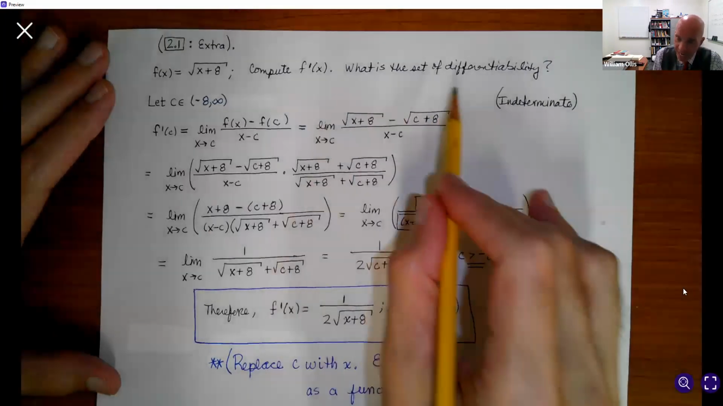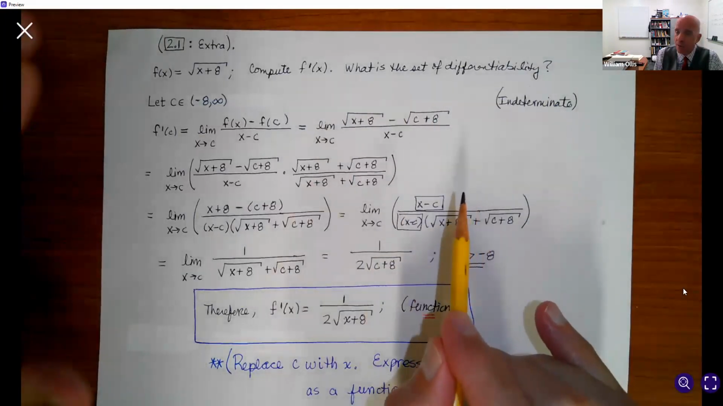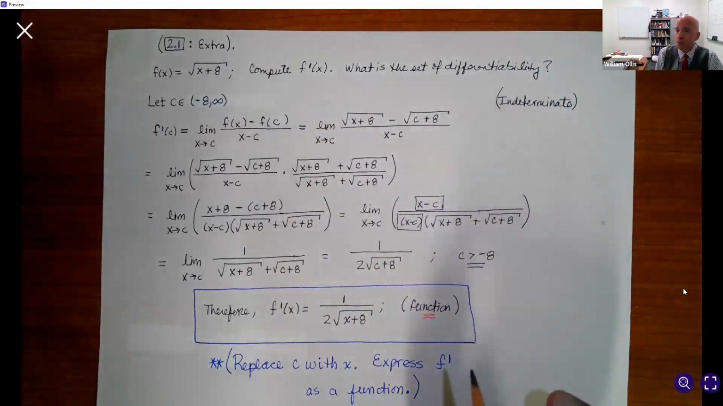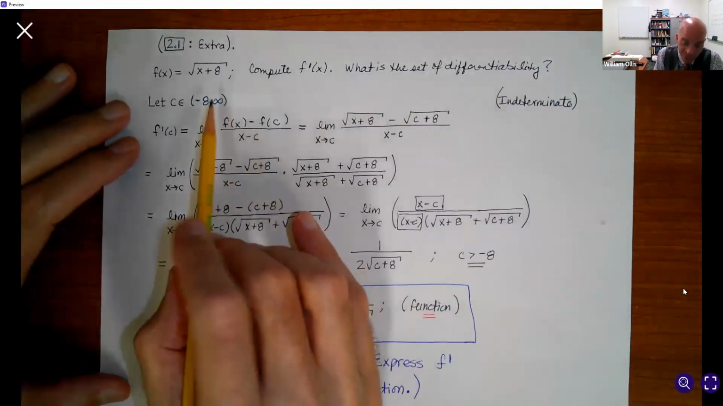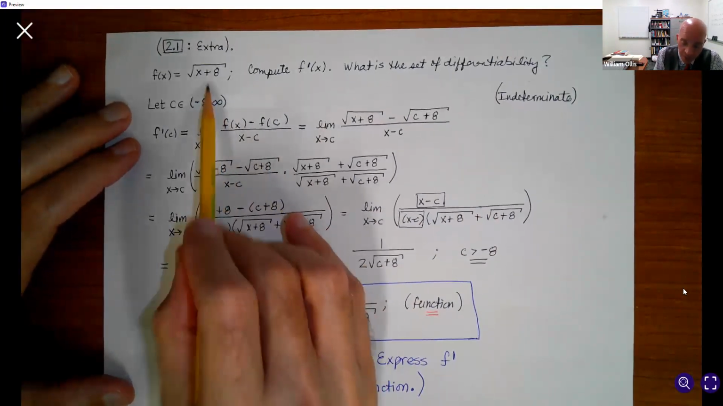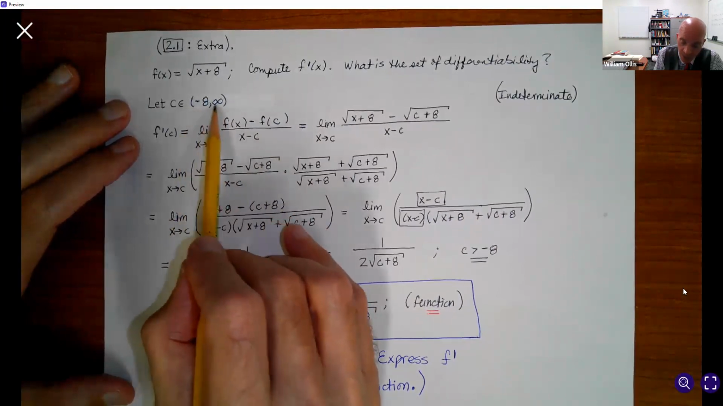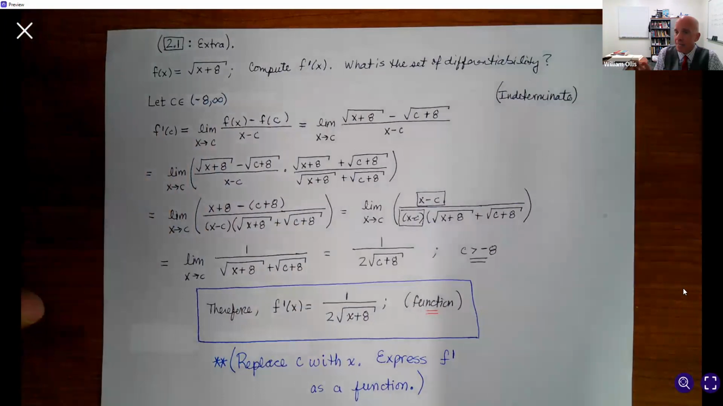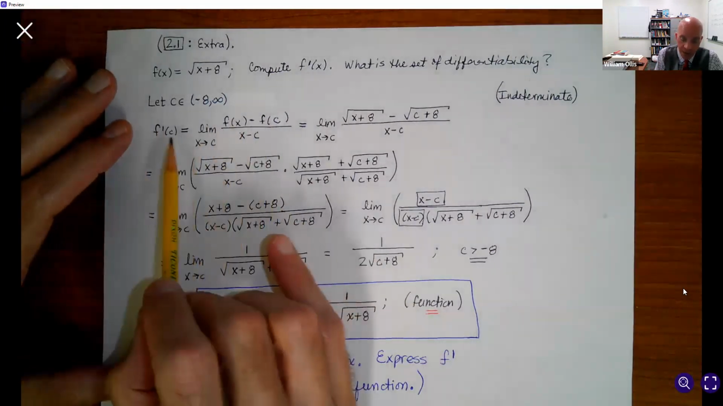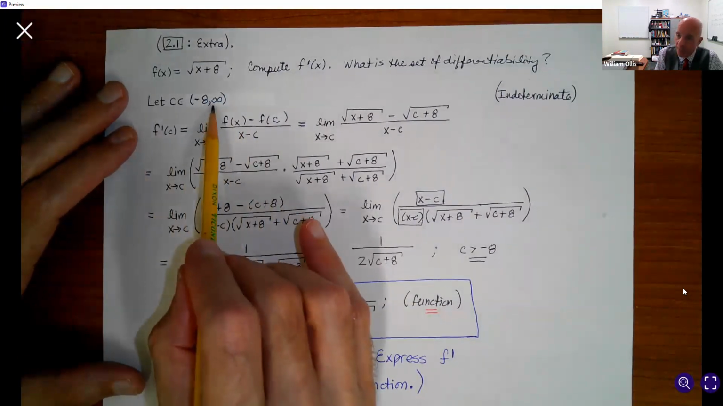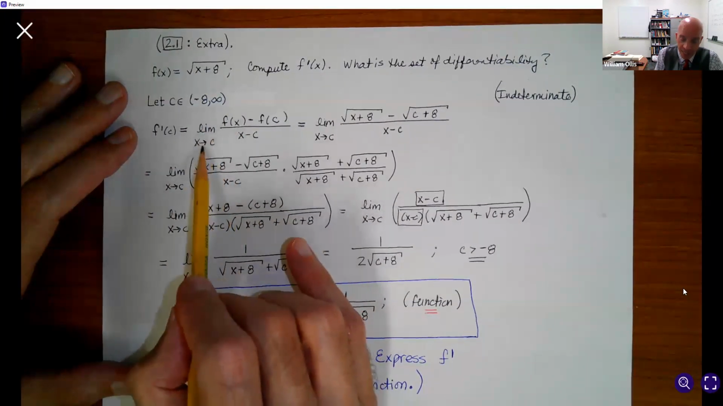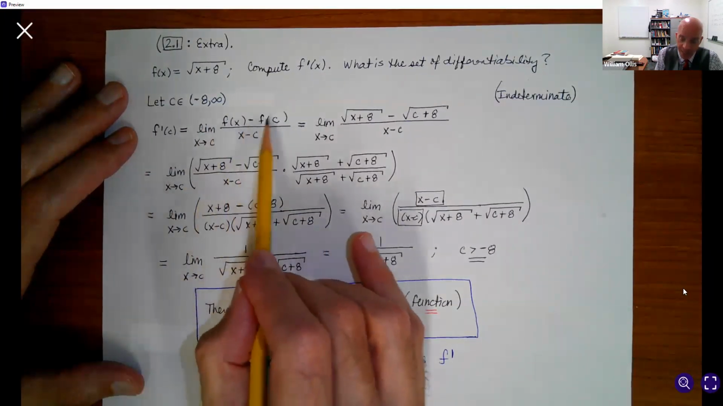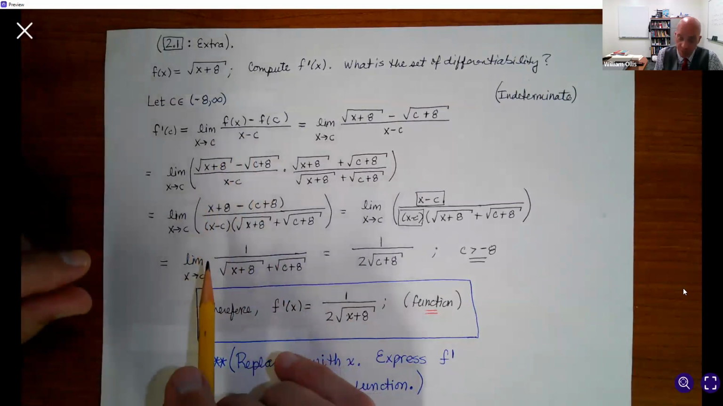So we're just going to attack this problem as finding the set of differentiability. Now we think about the domain, which is -8 to infinity. So now we consider the open set. We know what the case is at -8. So we've got f prime of c for c in the open set. The limit as x approaches c of f of x minus f of c divided by x minus c.